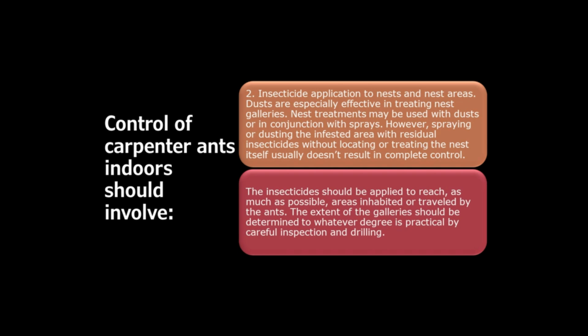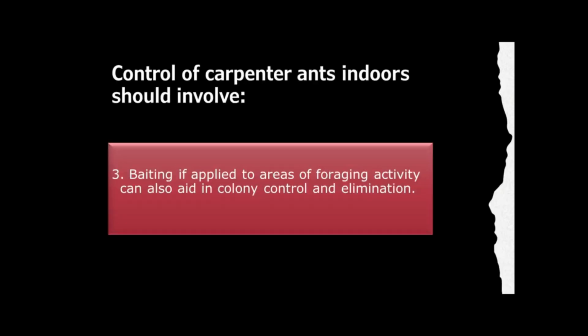However, spraying or dusting the infested area with residual insecticides without locating or treating the nest itself usually doesn't result in complete control. The insecticide should be applied to reach, as much as possible, areas inhabited or traveled by the ants. The extent of the gallery should be determined to whatever degree is practical by careful inspection and drilling. Control of carpenter ants indoors should involve baiting. If applied to areas of foraging activity, it can also aid in colony control and elimination.